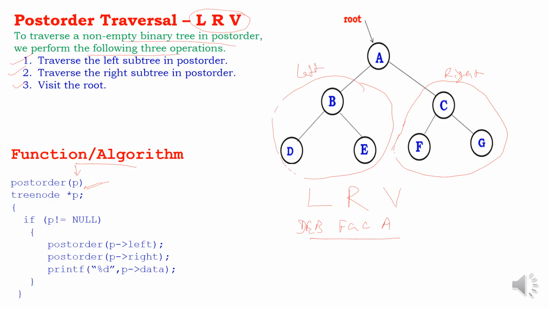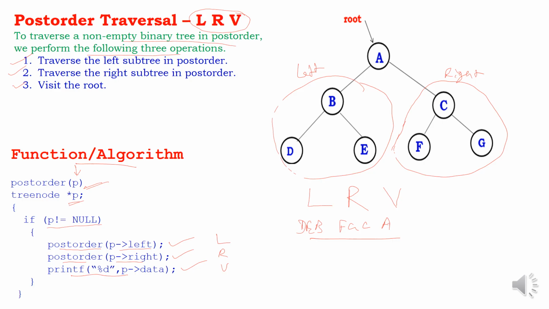Assume that this binary tree is the input of this particular function. P is a tree node which is pointing to root node. If P is not null, if it is a non-empty binary tree, perform three things. Traverse left subtree in post order, then traverse right subtree in post order, then visit root node. We are calling post order function for P left. P is root node. Left of P is performed in post order. Right of P is performed in post order. Then visit root node. These three instructions are nothing but LRV.